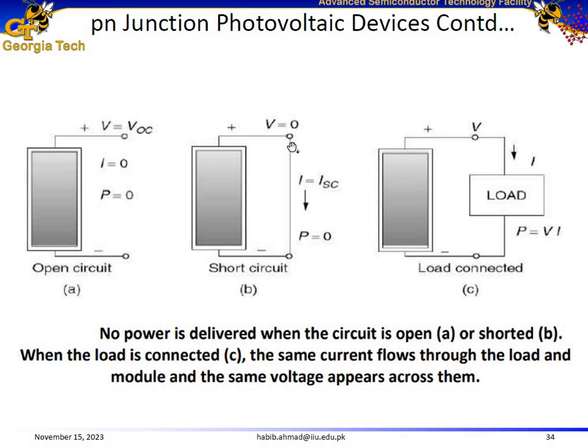Consider the short circuit situation. Under short circuit, the voltage would be zero and the current would be equal to the short circuit current. Now in this configuration, once again we know that power is the product of voltage and current. So the power delivered by this configuration is also zero. Consider a third situation when we connect a load to the solar cell. It results in a particular voltage and a particular current. The power delivered by this configuration is equal to the voltage times the current.